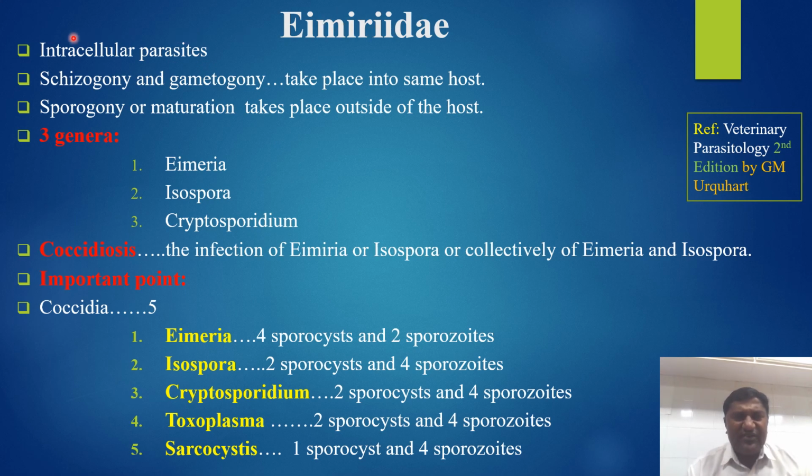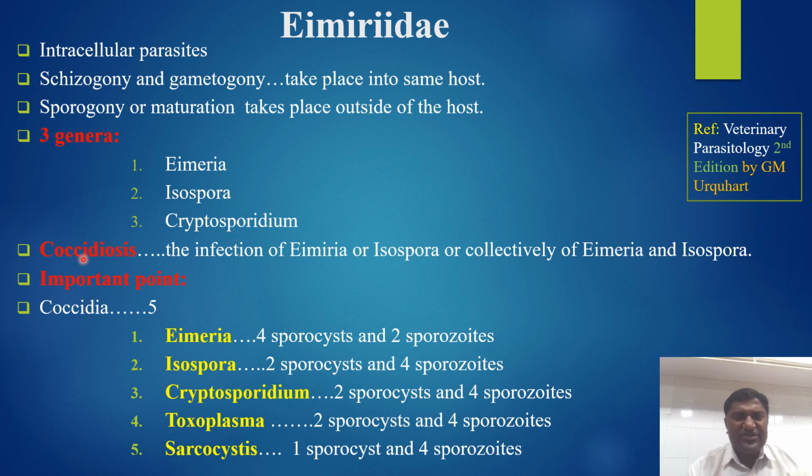Eimeriidae are intracellular parasites, and schizogony and gametogony take place in the same host, and sporogony or maturation takes place outside of the host. And this has three main genera: Eimeria, Isospora, Cryptosporidium.